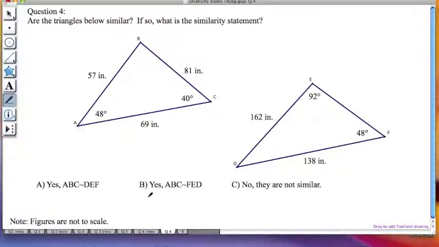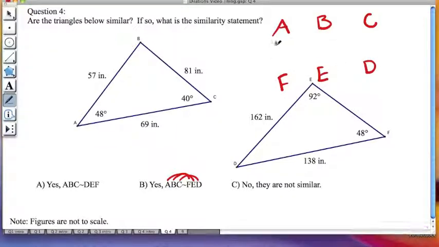You chose answer B, yes, ABC is similar to FED. Well, let's take a look at comparing the angles to see if that's true, because if those are similar, then the corresponding angles are going to be congruent to each other. A, B, C, F, E, D.